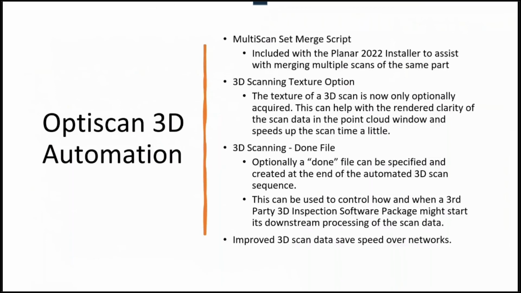And last but not least, they did improve the 3D scan data save speed over networks. Basically, they tried to narrow down the size of the point clouds, so it's a smaller file to send over networks if viable. We still try and recommend, if you can, keep it local as much as possible. It'll always program and kind of compute faster when you have it locally, but we understand it's not always viable as you have a big machine shop and you have to have all the data kind of interface from machine to machine.